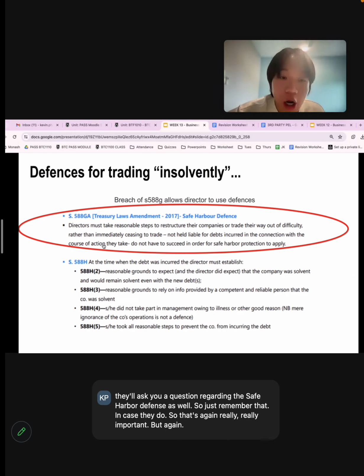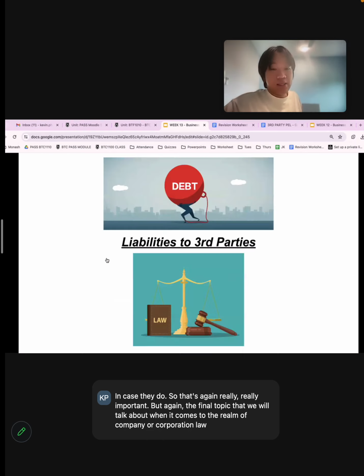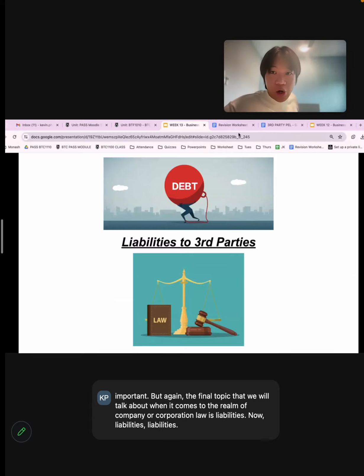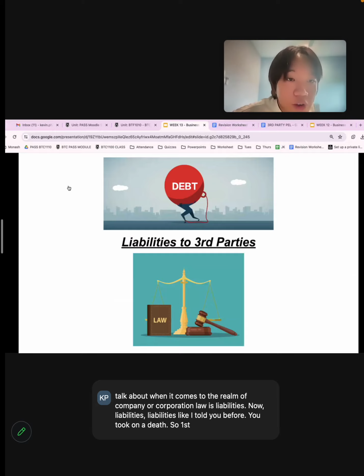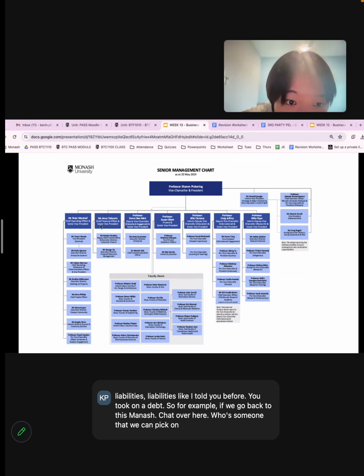But again, the final topic that we will talk about when it comes to the realm of company or corporation law is liabilities. Now, liabilities, like I told you before, you took on a debt. So, for example, if we go back to this Monash chart over here, who's someone that we can pick on?